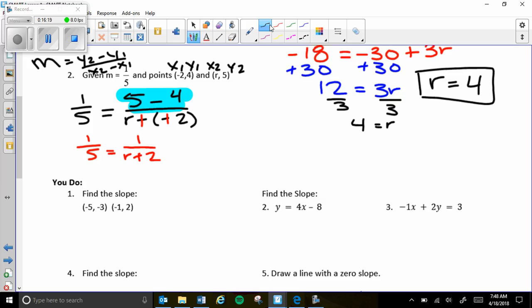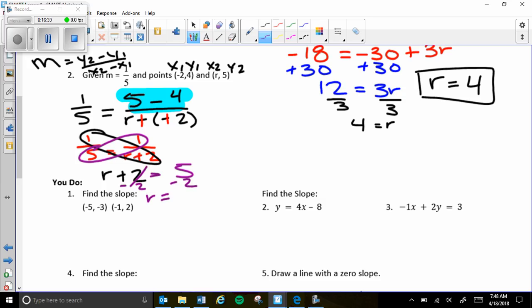Again, we have a proportion here, so I multiply across. 1 times r plus 2 is just r plus 2. And 1 times 5 is 5. So here we have a one-step equation. How do I solve for r? Subtract 2 from both sides. R equals 3. If you have questions about this section, please raise your hand before you move on.